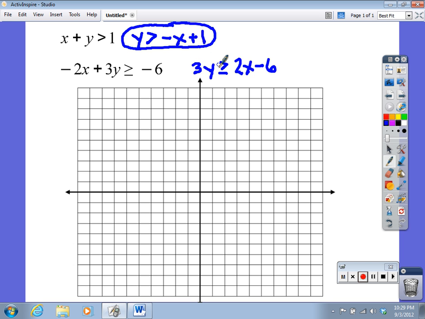Now remember, if it was dividing by a negative 3, the first thing we'd want to do is flip this sign, but it's positive, so we can leave the sign the same. So we're going to divide both sides by 3. We have y is greater than or equal to 2/3 x, and then we divide negative 6 by 3, and we get a minus 2. Okay, so now we have our system of inequalities, and we are ready to graph them.